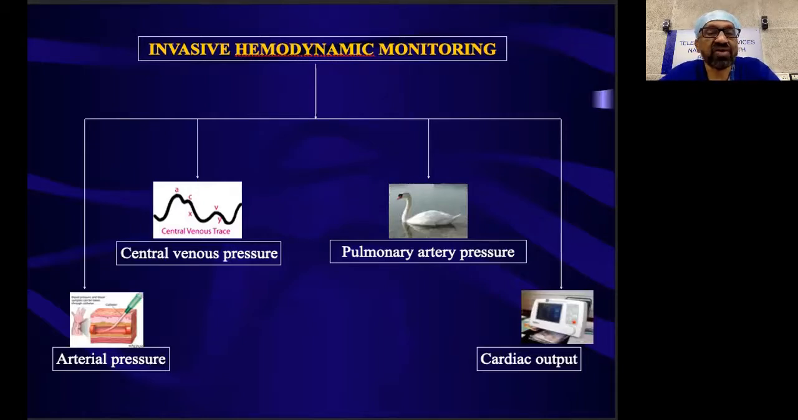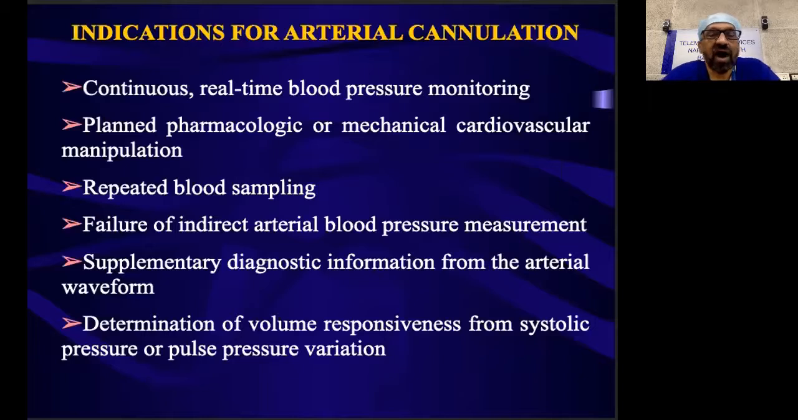When we talk of invasive hemodynamic monitoring, the first thing which we deal with is the direct arterial blood pressure. The arterial cannulation is indicated when we need a real-time, continuous, beat-to-beat monitoring of the blood pressure, and when we plan pharmacological or mechanical cardiovascular manipulations.